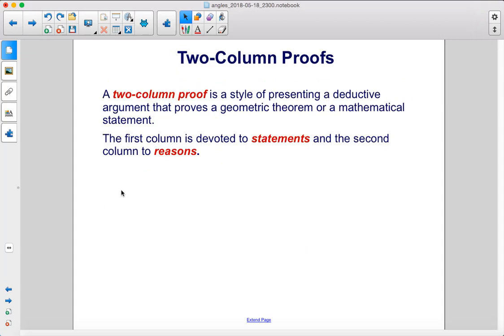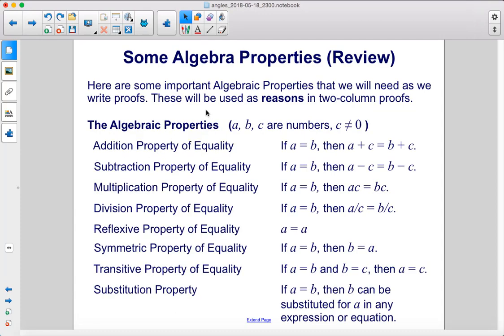A two-column proof is a style of presenting a deductive argument that proves a geometric theorem or a mathematical statement. The first column is devoted to statements and the second column to reasons. Here are some important algebraic properties that we will need as we write proofs. These will be used as reasons in two-column proofs. For the algebraic properties, here, a, b, and c are numbers, c is not equal to 0.